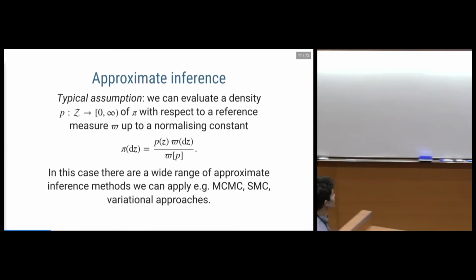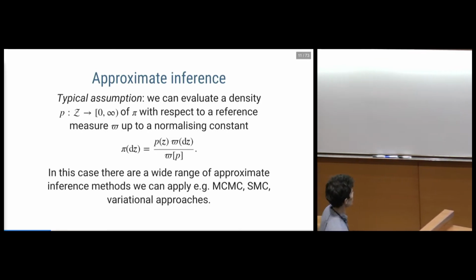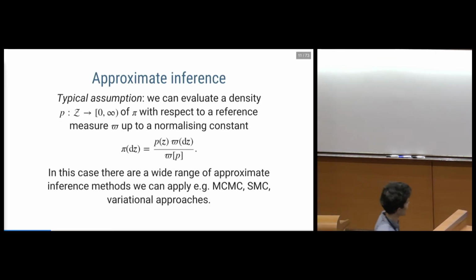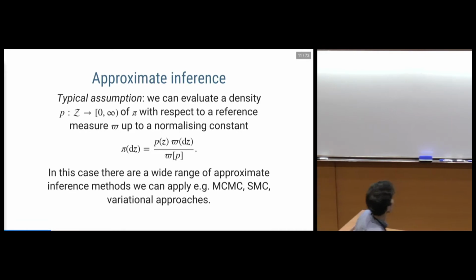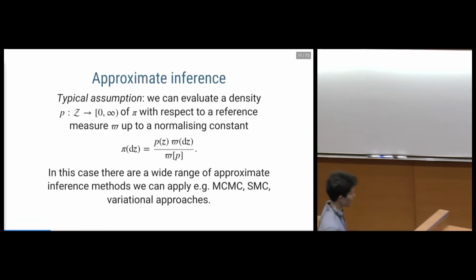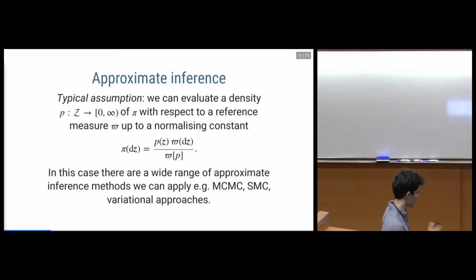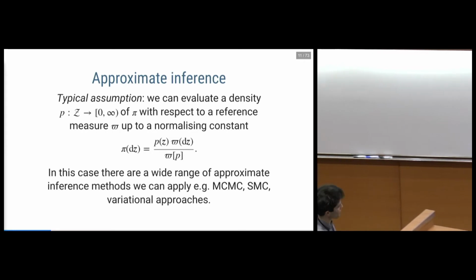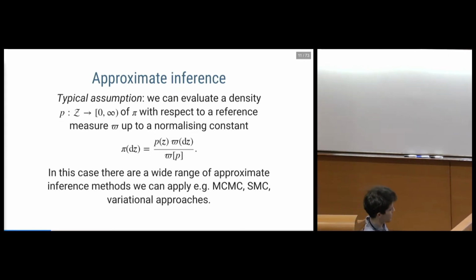And then there are a lot of different flavors of approximate inference we can apply. So we can do Monte Carlo methods, be that MCMC or sequential Monte Carlo, or other importance sampling based methods. We can take variational approximations, be that variational Bayes or things like expectation propagation. But fundamentally, most of these, at least in their standard formulations, require us to be able to evaluate some density function.